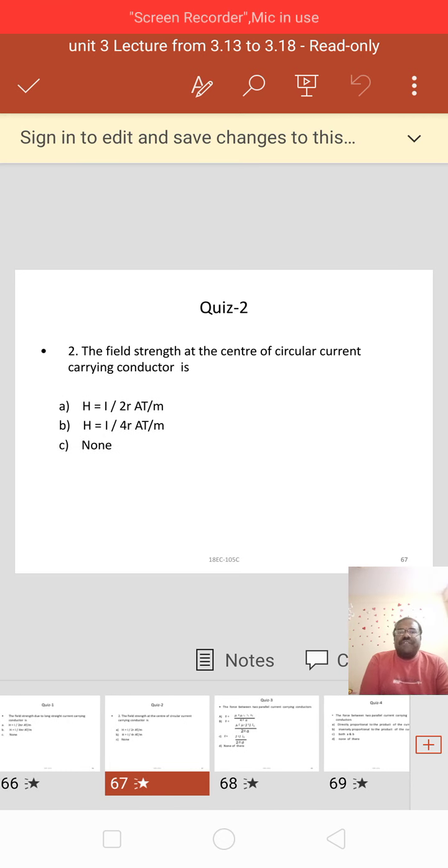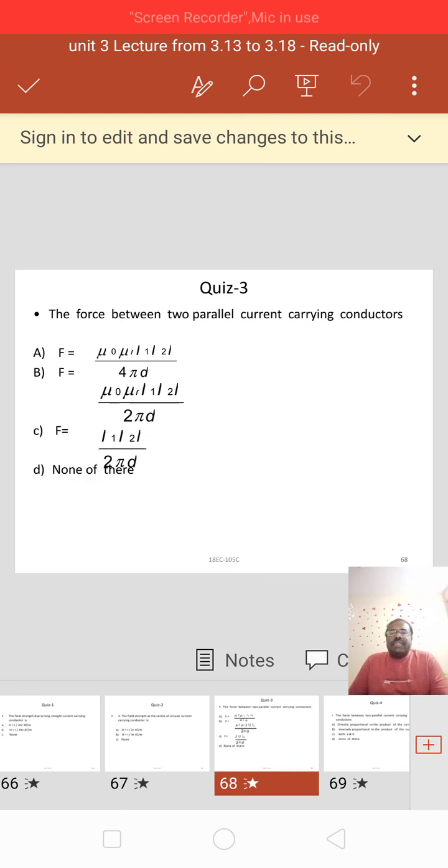Quiz 2. The field strength at the center of a circular current carrying conductor is: A, H equal to I by 2r ampere turns per meter; B, H equal to I by 4r ampere turns per meter; C, none. The field strength at the center of a circular current carrying conductor is A, H equal to I by 2r ampere turns per meter.